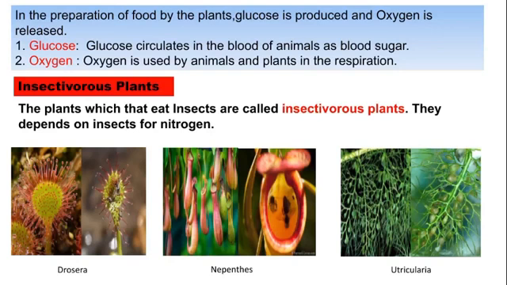But in that, some plants are there, they will eat insects. They will wait for the insects to eat. So what are those? Those are insectivorous plants. The plants that eat insects are called insectivorous plants. They depend on insects for nitrogen. So in the first picture you can see some examples of insectivorous plants: Drosera, Nepenthes, Utricularia. In the first picture, on the Drosera plant a honeybee came and sat, and that Drosera plant is eating the honeybee. So these are insectivorous plants.